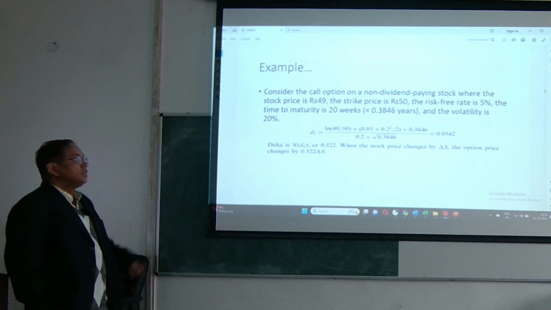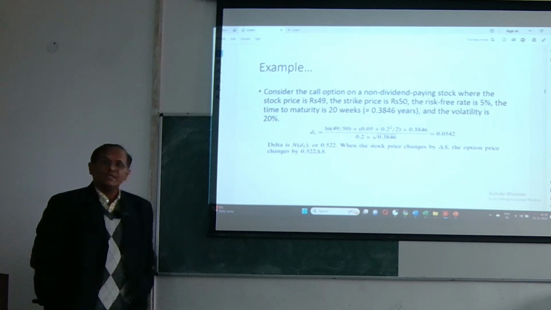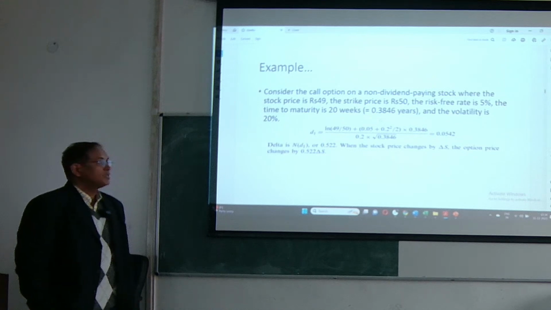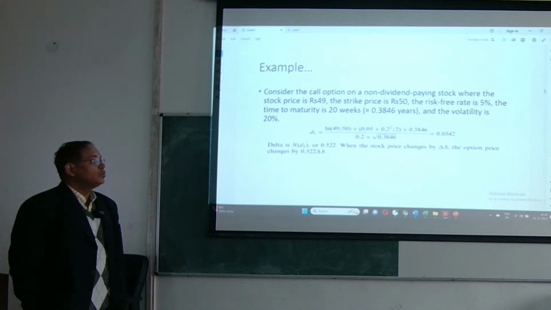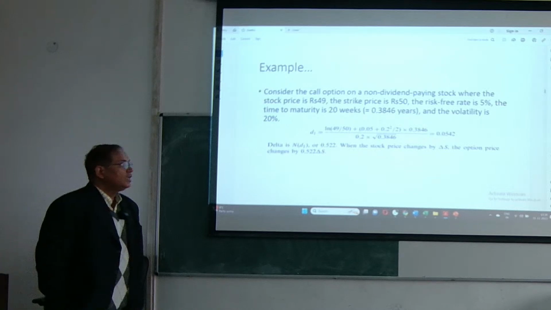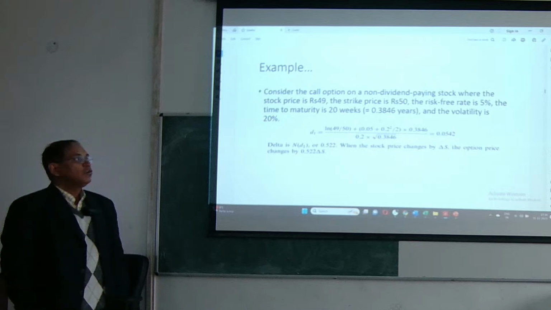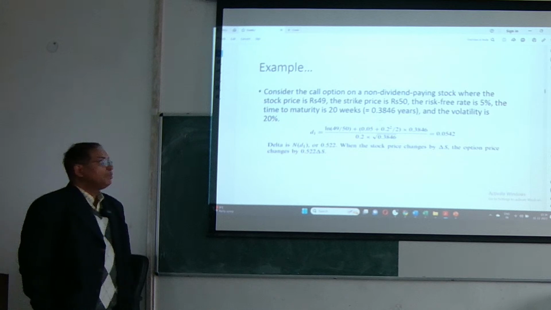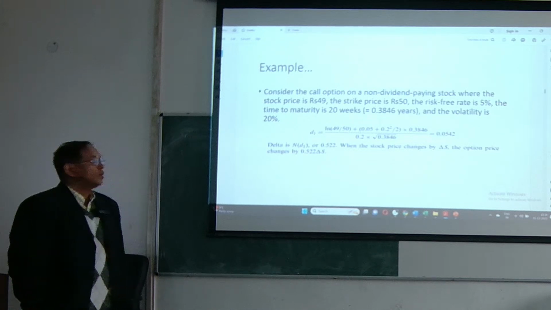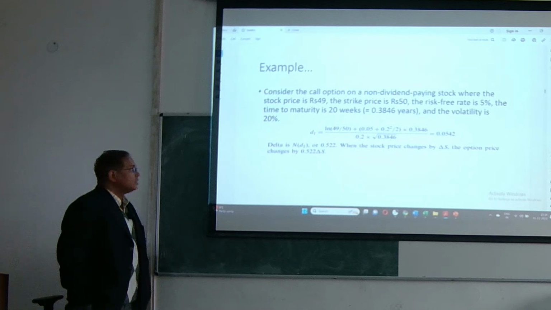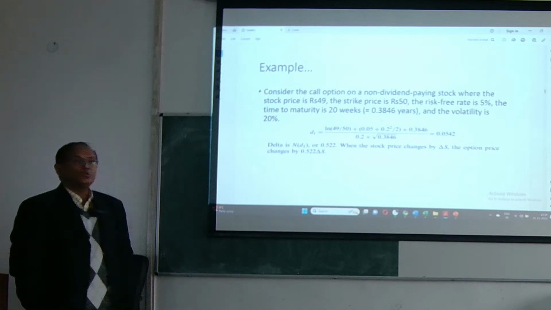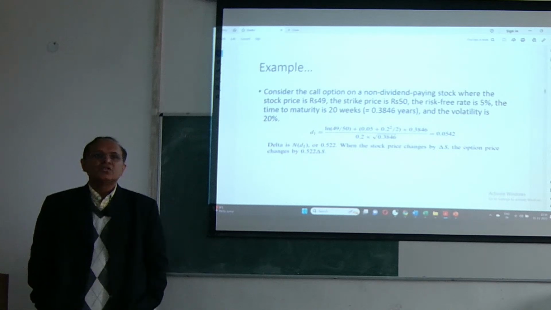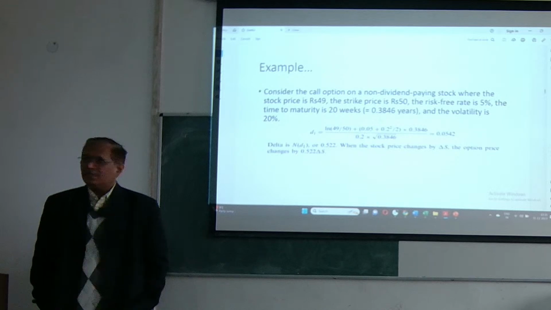So d1 is calculated as natural log of S upon X plus (r plus half sigma square) into T, upon sigma root T, and that value is 0.0542. For that d1, N(d1) will be 0.522. When the stock price changes by delta S, the option price changes by 0.522 delta S. That's the way of price valuation. N(d1) is actually delta. It is delta.